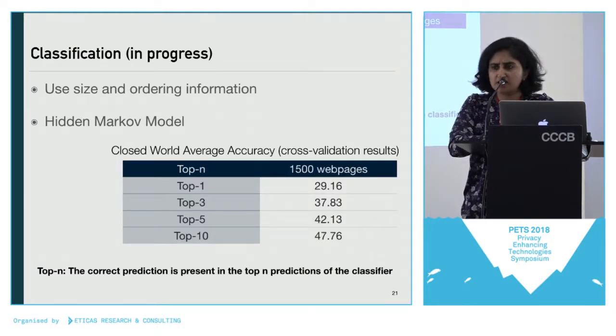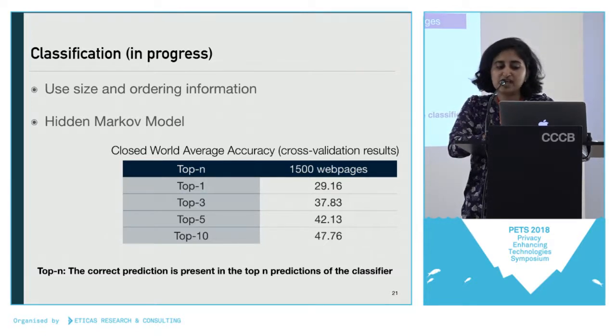We have also started trying to classify the web pages based on size and ordering information. So right now, we looked at a hidden Markov model where we tried to classify sequences of sizes for a particular web page. So we created models for each web page, and then we have a test size sequence, and we try to see what is the probability that that sequence belongs to a particular web page's model.